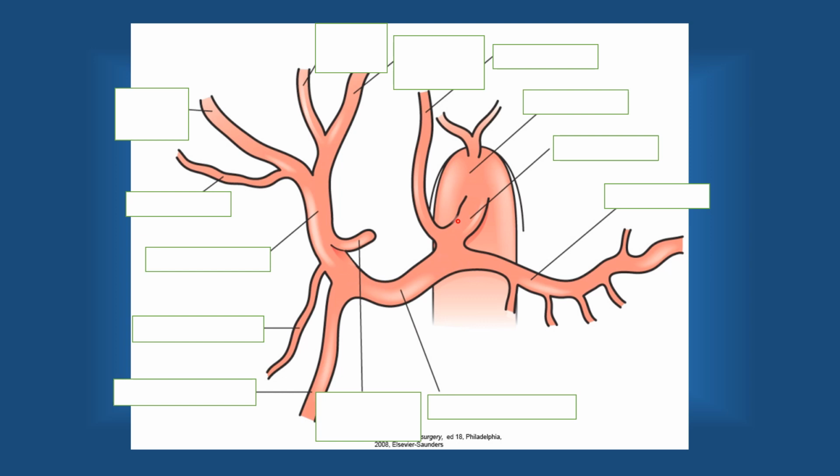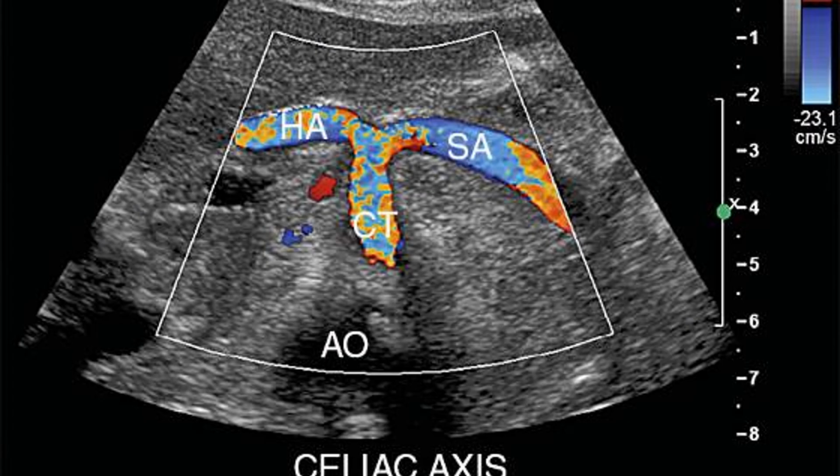And then we said there were three branches off the celiac trunk. That's 1, 2, and this third one heads up this direction. It's going to head superior and then turn and go left. That is your left gastric artery. How'd you do?